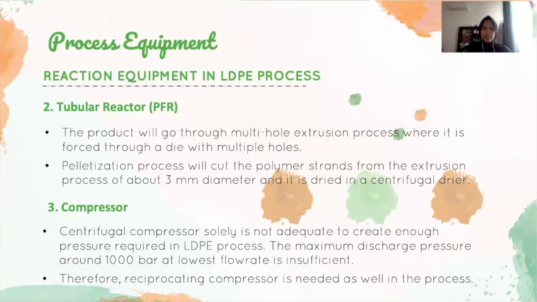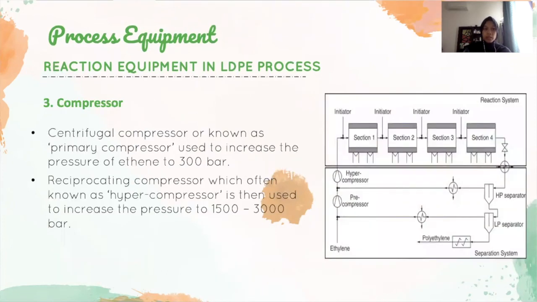Next is the compressor. A centrifugal compressor alone is not adequate to create the pressure required in the LDPE process. The maximum discharge pressure of around 1000 bar at the lowest flow rate is insufficient. Therefore, a reciprocating compressor is needed as well in the process. The centrifugal compressor, also known as the primary compressor, is used to increase the pressure of ethane to 300 bar. The reciprocating compressor, often known as the hypercompressor, is then used to increase the pressure to 1,500 to 3,000 bar.